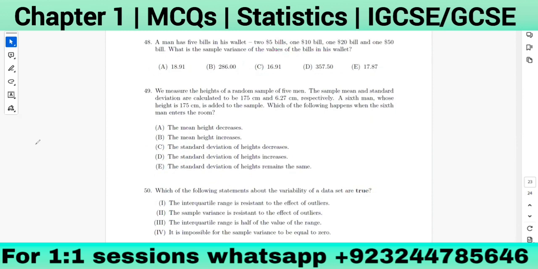A man has 5 bills in his wallet: two 5 bills, one 10 bill, one 20 bill, and one 50 bill. What is the sample variance of the values of the bills in the wallet? So this is what we have to calculate, the variance. So first of all, we need to calculate the mean. So what is X bar? You need to calculate the mean first. What will be the mean?